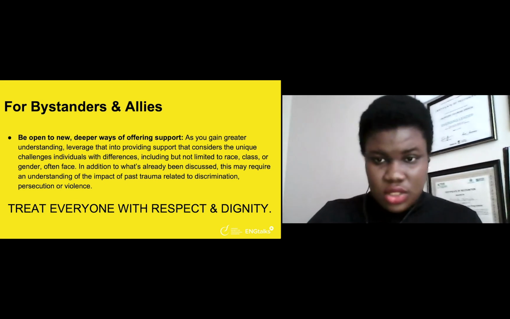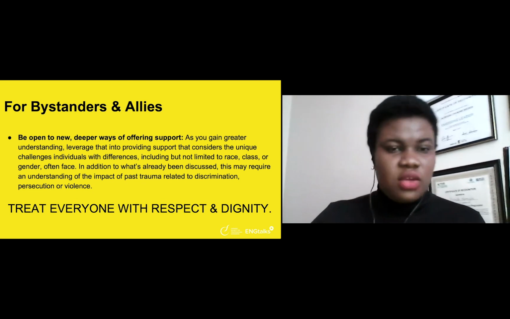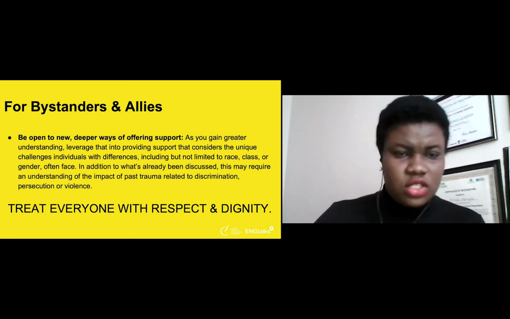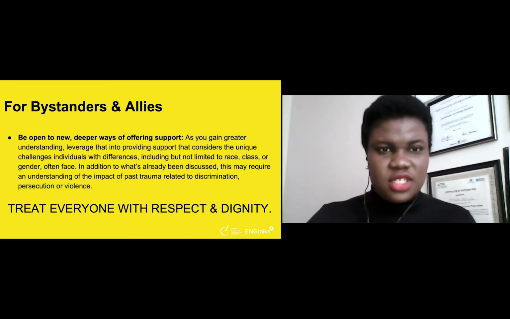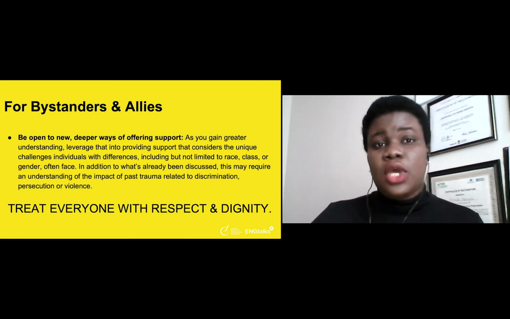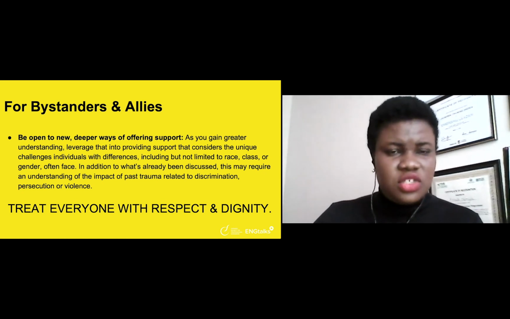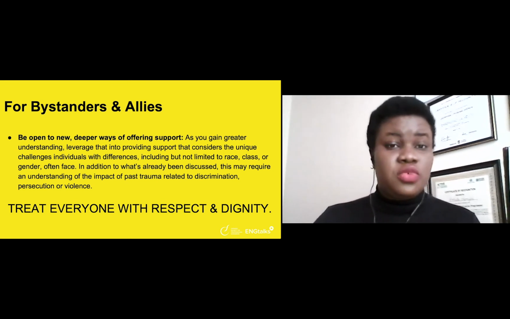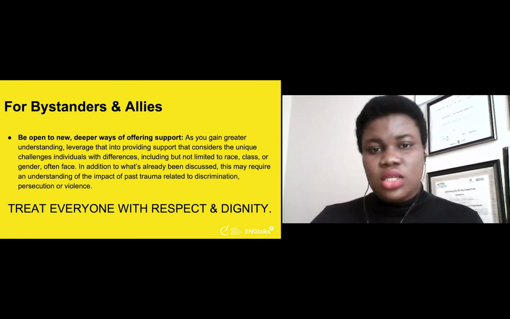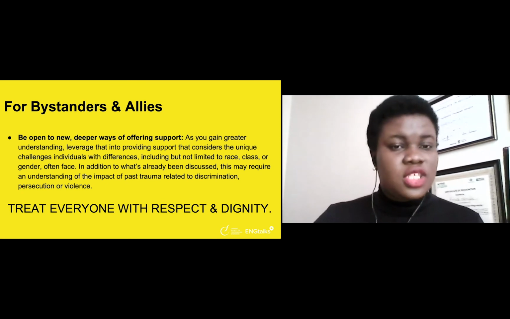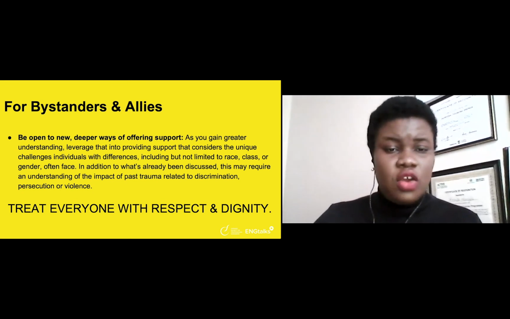And in addition to what's already been discussed throughout this section, this may require an understanding of the impact of past trauma related to discrimination. So don't just make statements like, "Oh, this person is always angry, this person is always upset." Understand that a lot of people are also dealing with intergenerational trauma, right? Some people are also dealing with trauma from past violence in their relationship, or even trauma from war that they experienced in their home country. It could be anything. Trauma from an accident that happened, trauma from an experience at their previous workplace. So understand that you cannot just judge people's moods or people's behaviors without understanding the trauma that they've faced in previous spaces, previous situations, or in their home country, or even in their family.